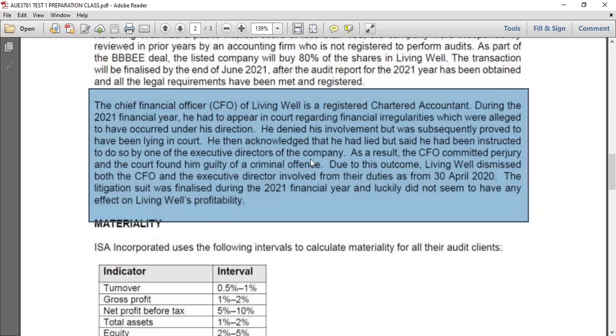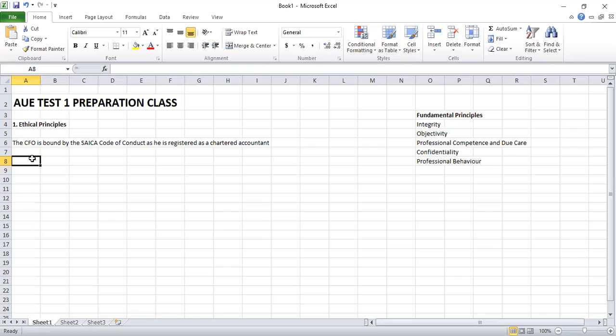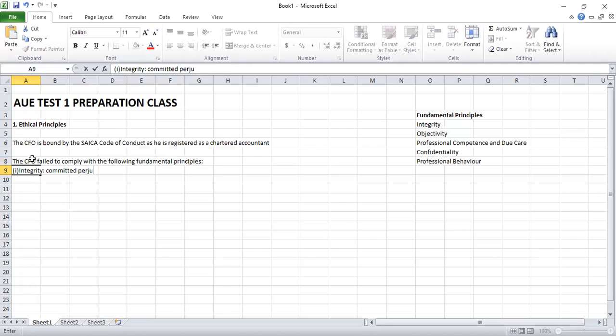All right. Now, we can say that the CFO failed to comply with the following fundamental principles. Integrity. Remember that we said according to integrity, you are supposed to be straightforward and honest. I'll be fast. You can expand so that we can cover more. I'll just be summarizing, then you can expand it in your own time. But if you don't understand the summary, please feel free to let me explain further. Committed perjury and lied in court.